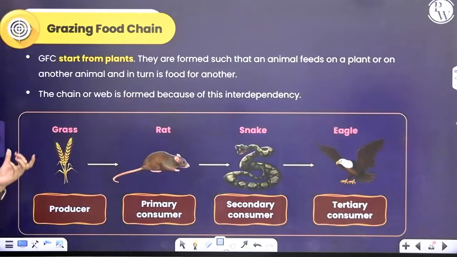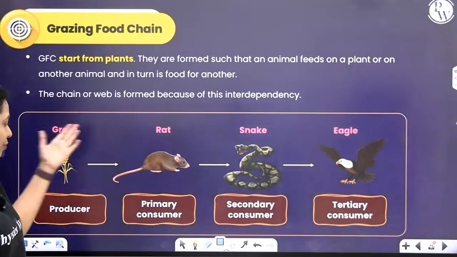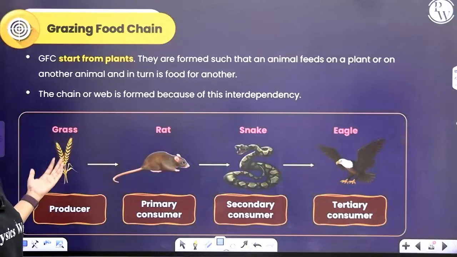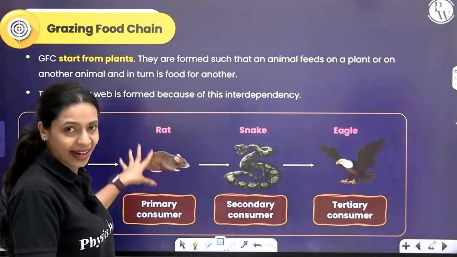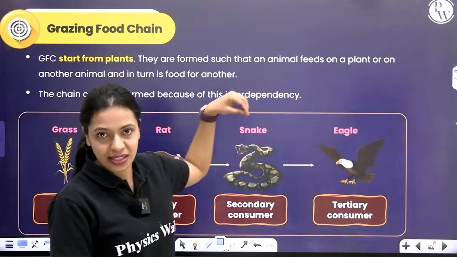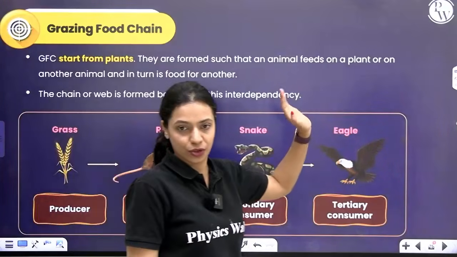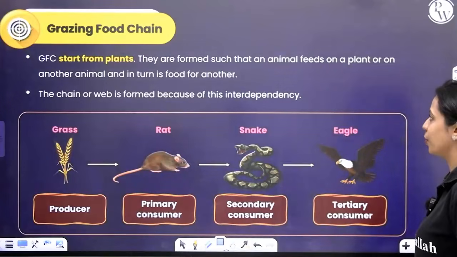So, over here you can see grass. It is a producer. There are grass grains or some rice grains or whatever here. A rat will feed on it. The rat is directly dependent on this plant, so it's a primary consumer. A snake feeds on rats, so it is a secondary consumer. Then an eagle feeds on the snake, that is the tertiary consumer. A grazing food chain always starts with plants or producers.